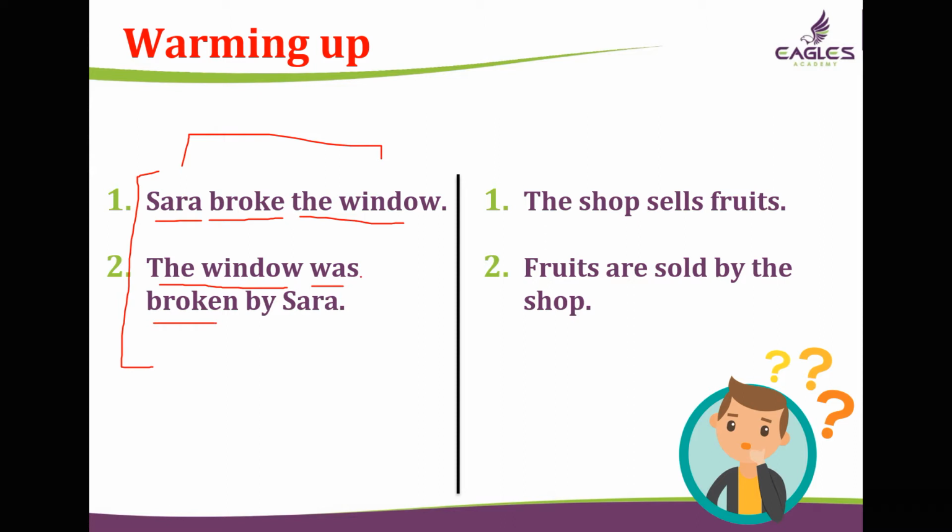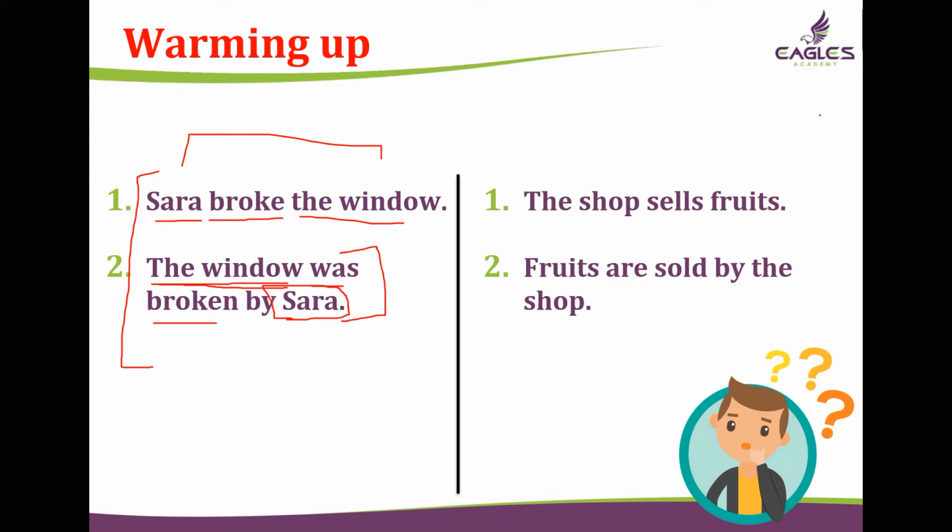So where is the subject? Where is the doer? Who did this action? Who broke the window? Ask yourself. So Sarah is the subject. So here we replaced Sarah with the window. The window is the object. So here's the object, and then the verb, and finally the subject.